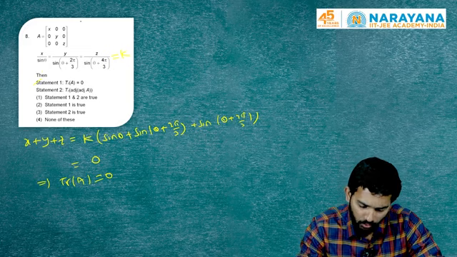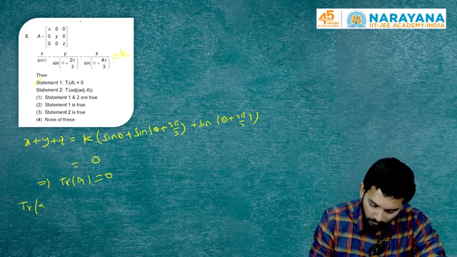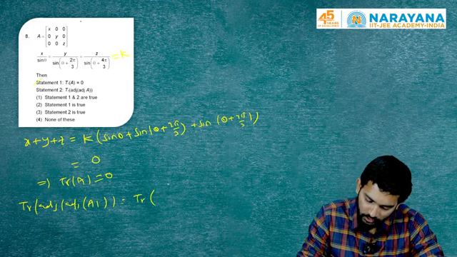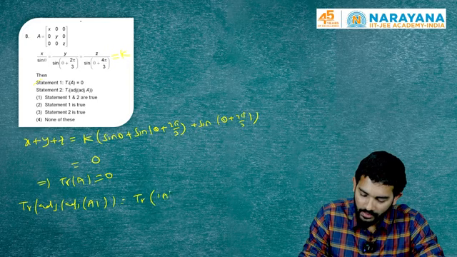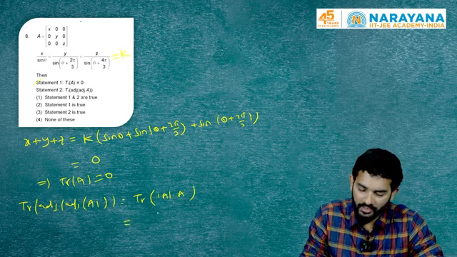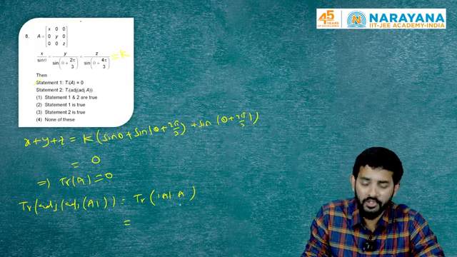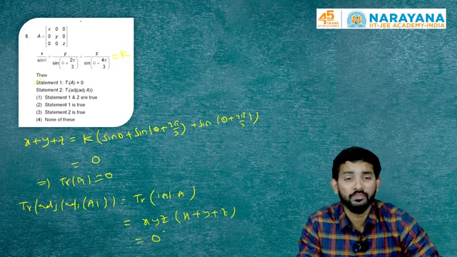If you go to statement 2, trace of adjoint A. Trace of adjoint of A can be written, by the property, as det A into trace of A. So det A is xyz, and into trace of A is again x plus y plus z. So this will be xyz into (x plus y plus z), which is again 0 because x plus y plus z is 0.